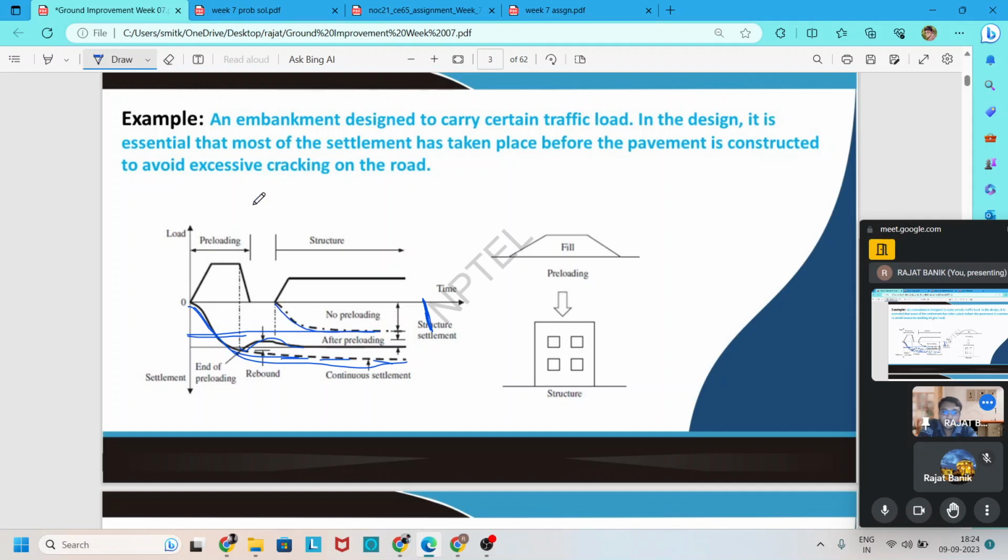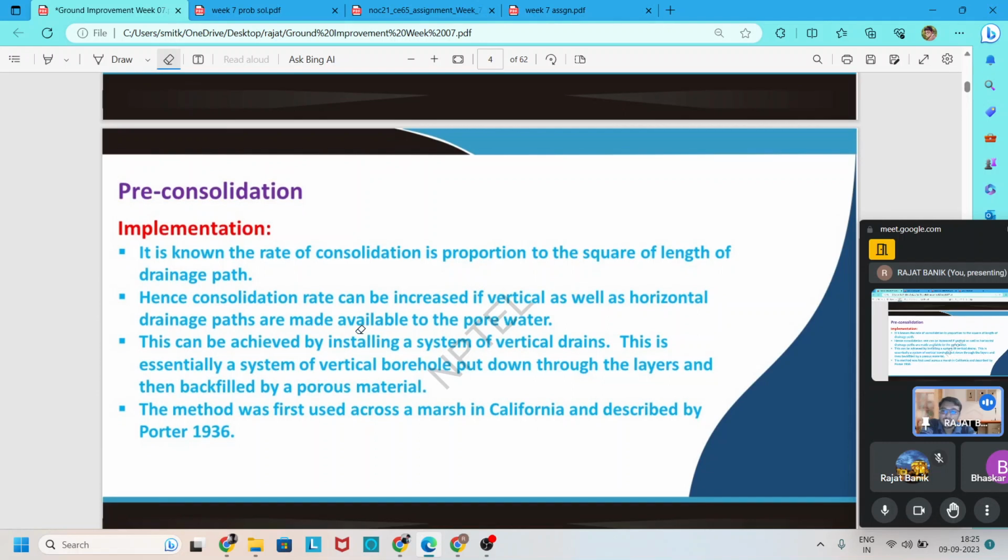So by this technique, this consolidation technique, which is applied before the construction of the permanent structure, we can reduce the settlement of the ground and also increase the strength of this soft soil. So by that methodology, we use the pre-consolidation technique. In the next coming slide, we discuss the implementation.